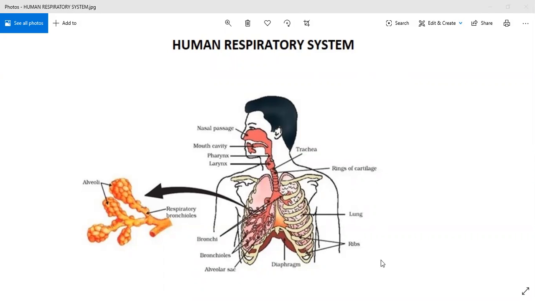The function of the respiratory system is to breathe in oxygen for respiration and to breathe out carbon dioxide produced by respiration. The main organs of the human respiratory system are the nose, nasal passage, trachea, bronchi, lungs, and diaphragm.